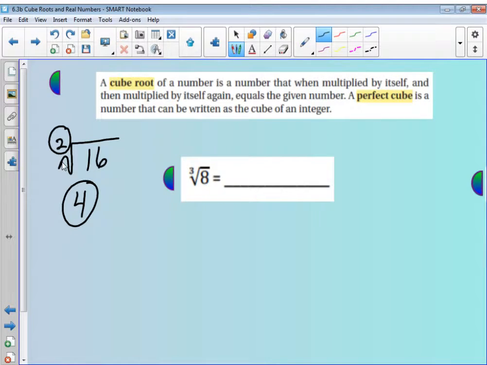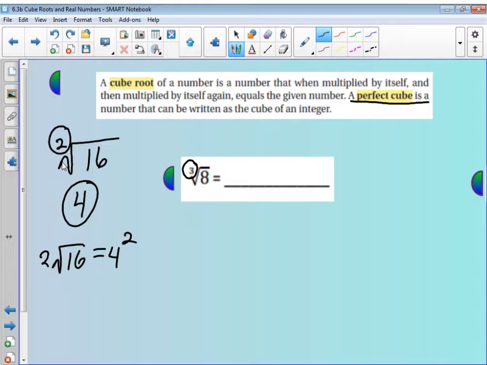So a cubed root of a number is a number that when multiplied by itself and then multiplied by itself again equals the given number. So in other words, when you take that number times itself 3 times, it's going to give you the number underneath of our symbol. A perfect cube is a number that can be written as a cube of an integer. So for example, on our square roots, when we did the square root of 16, that is the same as 4 squared. So that's what they're referring to in this last part, that a perfect cube is going to be that number that can be written as an integer to the 3rd power, okay?